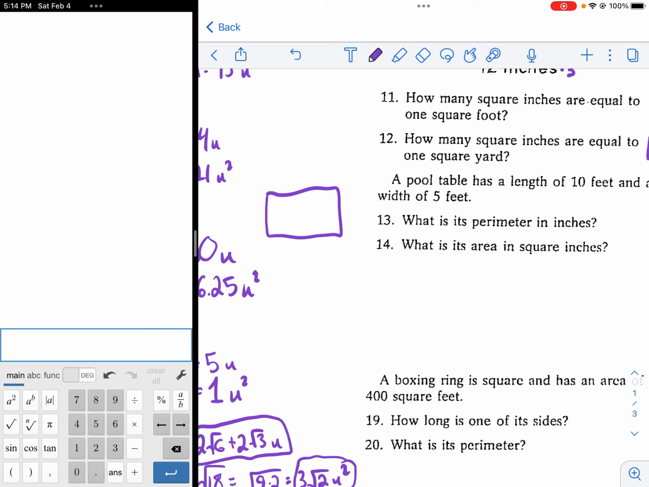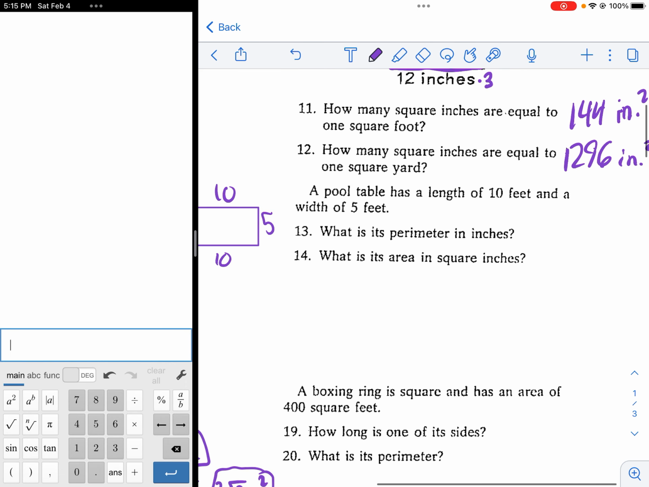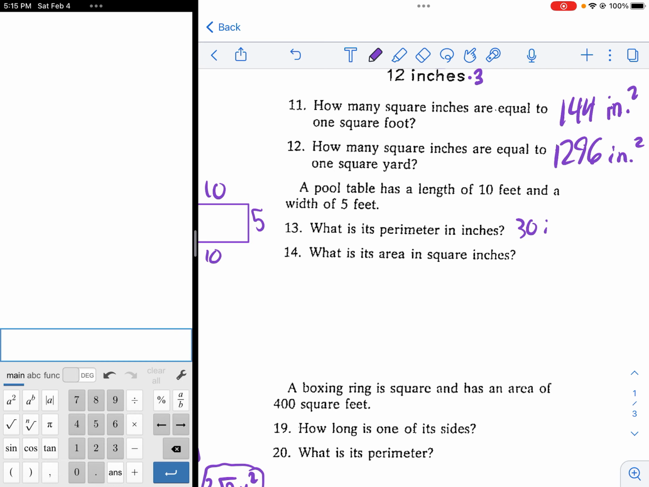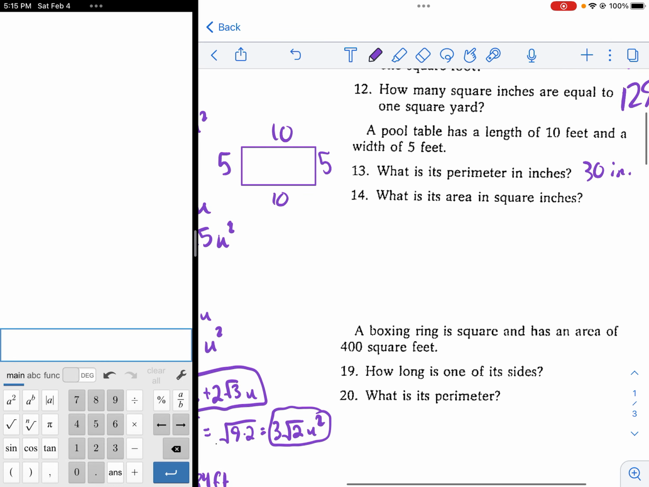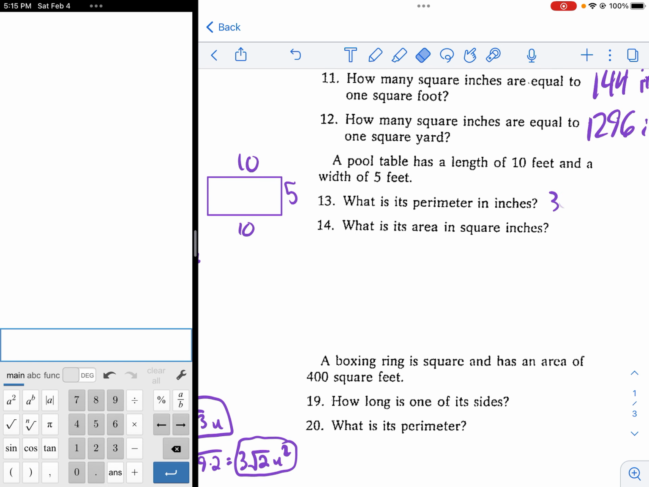We double the length that it is wide. Here's 5, here's 5, here's 10, here's 10. So asking what its perimeter is in inches, it would be 30 inches. And then what's its area in square inches? Oh, almost forgot to transfer.